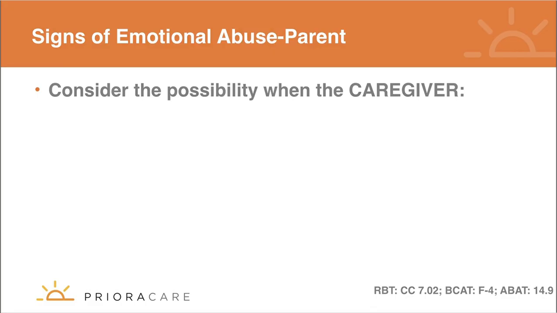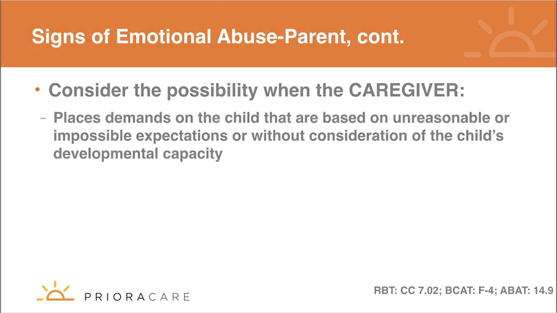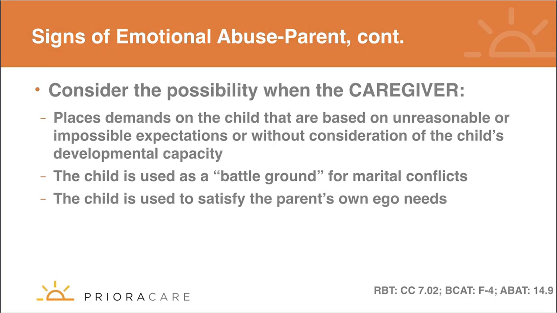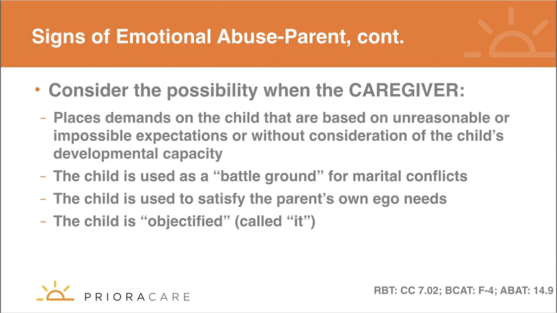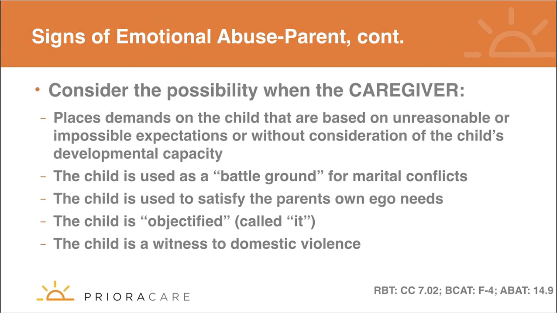In addition, you should consider the possibility of emotional abuse when the parent or caregiver places demands on the child that are based on unreasonable or impossible expectations or without consideration of the child's developmental capacity. The child is used as a battleground for marital conflicts. The child is used to satisfy the parent's own ego needs. The child is objectified, called "it," or the child is a witness to domestic violence.